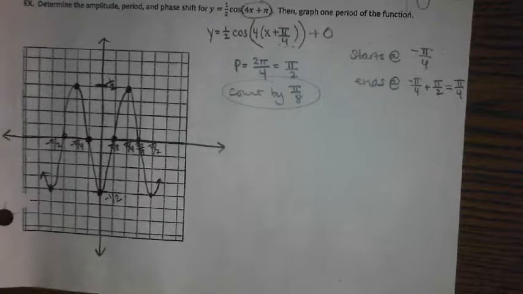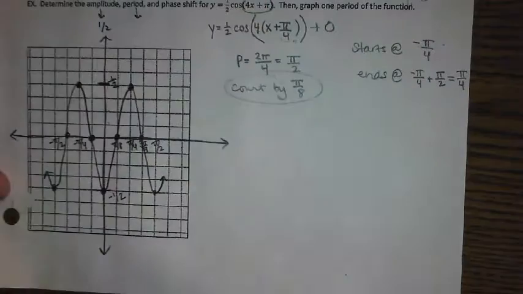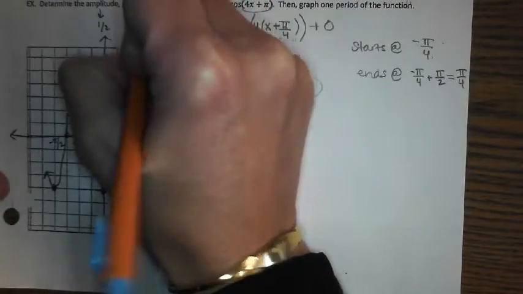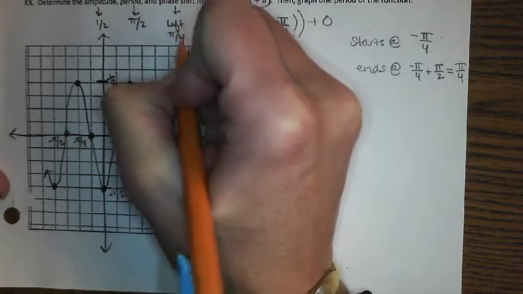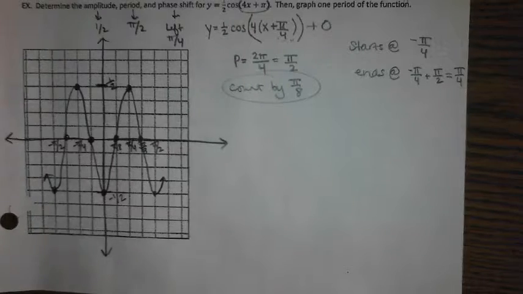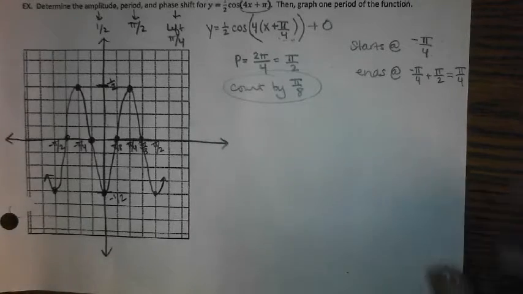I was just going to highlight the one cosine curve that we started with, but we all saw it happen. So the amplitude is what? 1/2. The period was pi over 2. The phase shift, I'm going to say left pi over 4, I should say. Or you could say negative pi over 4. That would work too. Any questions? Okay.